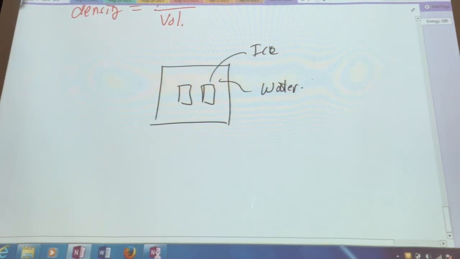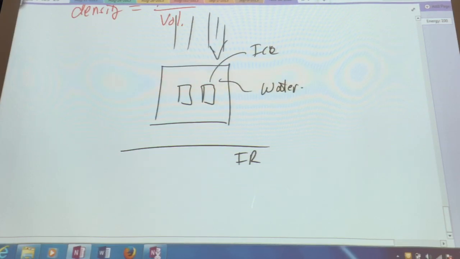Of course, this is like looking at a top view of this cup of water with some ice cubes floating in it. And if we wanted to, have the image receptor here and our X-ray machine coming down like so, what's going to happen to the X-rays as they interact with the water and the ice?